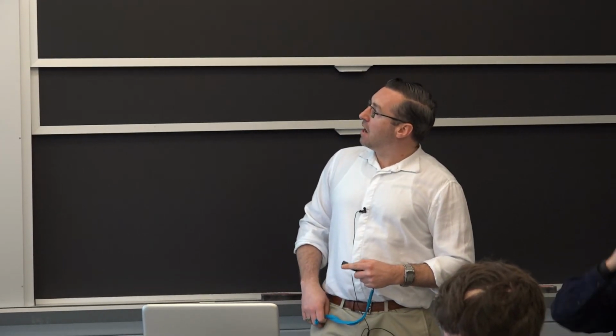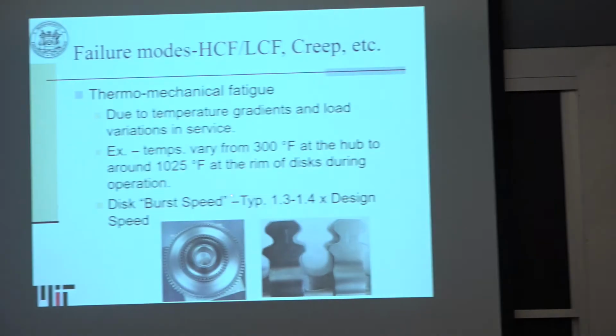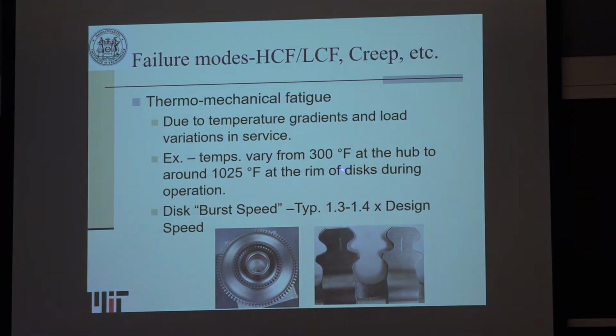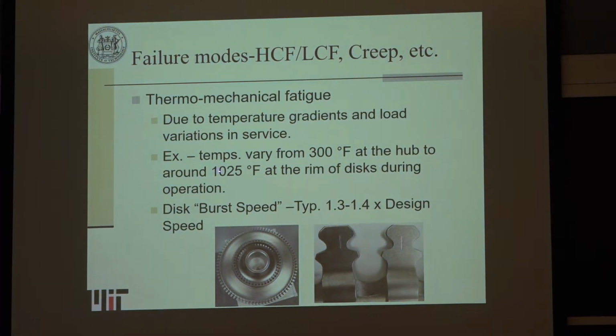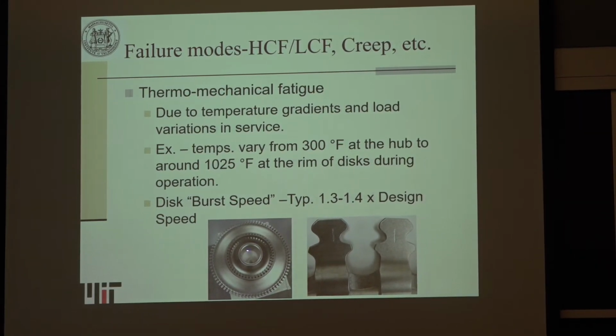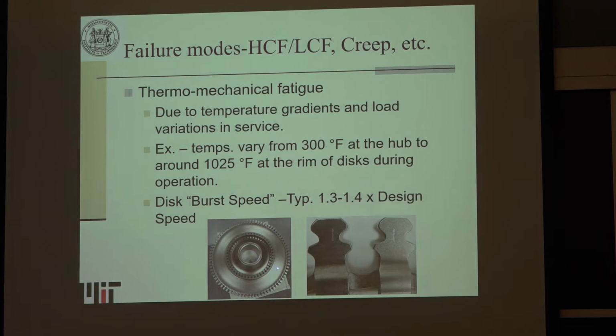And just as an example, on a disk hub, the temperature can vary from 300 degrees at the hub to over 1,000 degrees at the rim. So if we're talking on a disk section, even on a single disk, you have over a 700 degree temperature gradient in the radial direction in service.